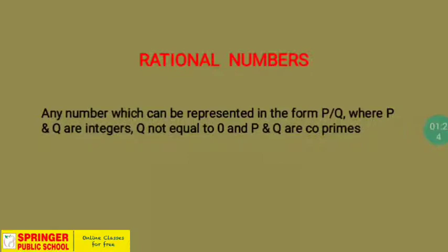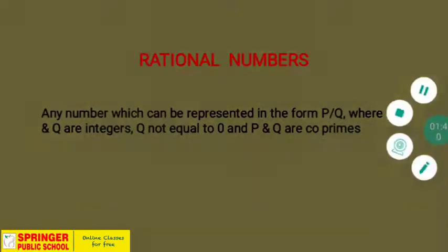Co-prime numbers means those numbers which have no common factor other than 1. That means both the numbers have only one common factor, that is 1, or in other words you can say both the numbers are in their lowest terms.